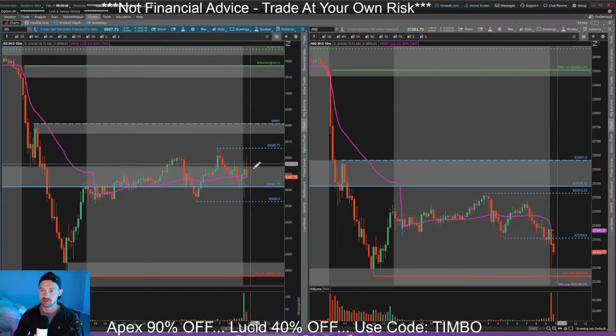All right, ES kind of rejecting up here. NQ not able to really reclaim that level, so could see a move back down to previous day's low here.